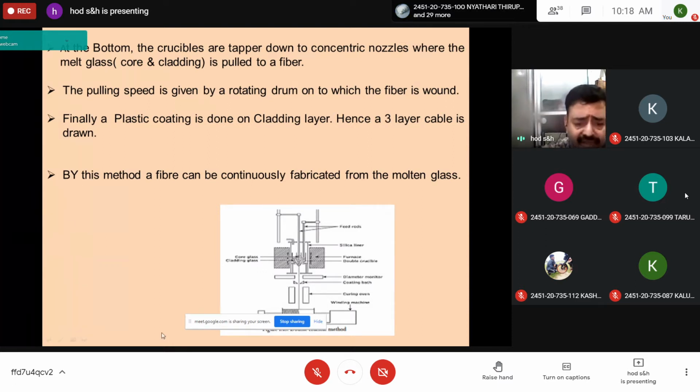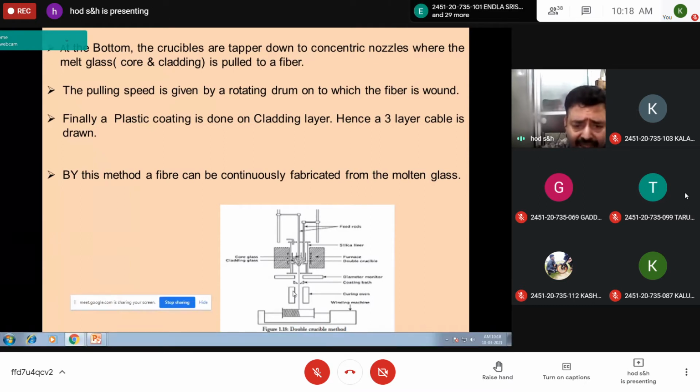So in the second figure you can see the experimental technique. Two glass rods are there, and the two crucibles, two vessels, are connected to a furnace. The diameter can also be monitored, because core diameter and cladding diameter are very important, since they depend on which mode of optical fiber you want to fabricate.